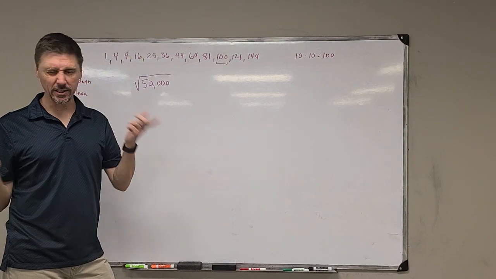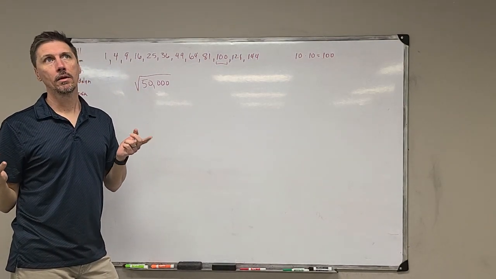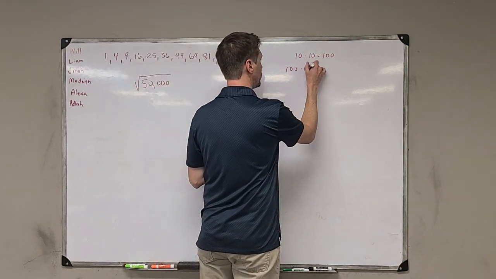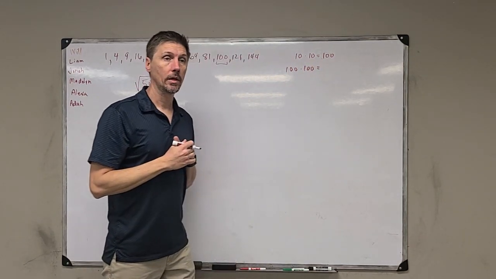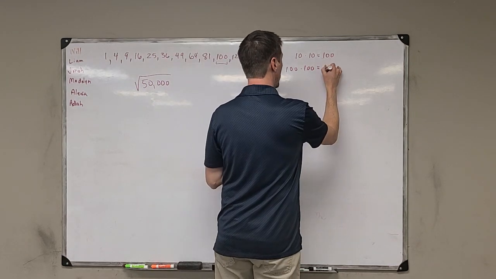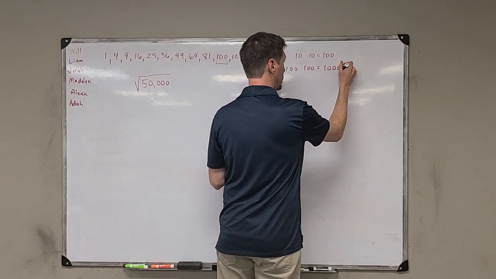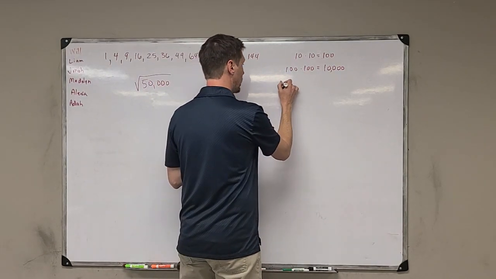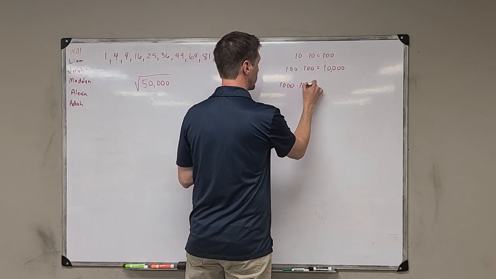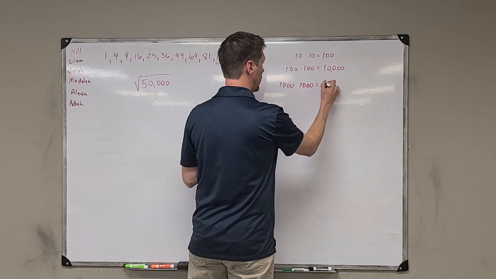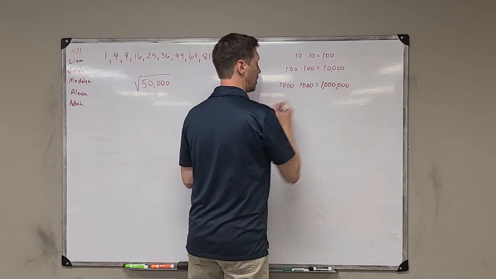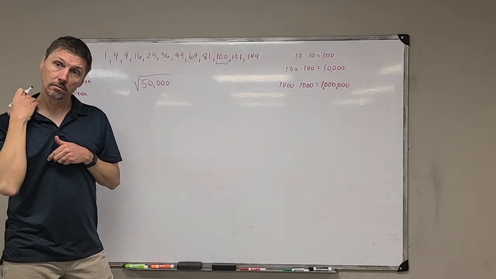Well, what would be the next perfect square that's a 1 followed by zeros? It would be 100 times 100, which is a 1 followed by 4 zeros, so we would write that as 10,000. And then the next perfect square would be 1,000 times 1,000, and that would be a 1 followed by 6 zeros, or 1 million.